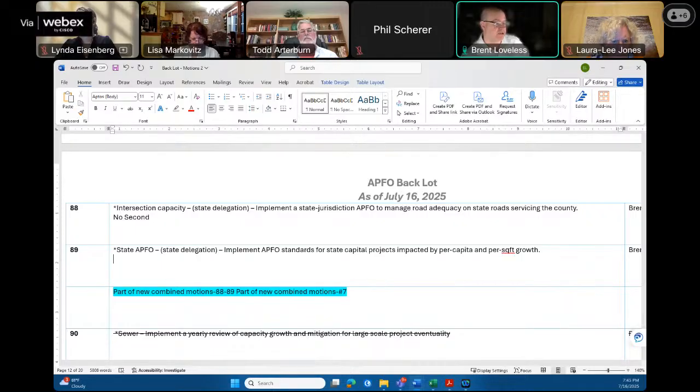State APFO. This is another more far-fetched one, which I doubt you'll vote on based on your record right now, but I make a motion to implement APFO standards for state capital projects impacted by per capita and per square foot growth. In other words, what isn't being covered by Howard County's APFO needs to be covered by the state, and currently they have no mechanism.